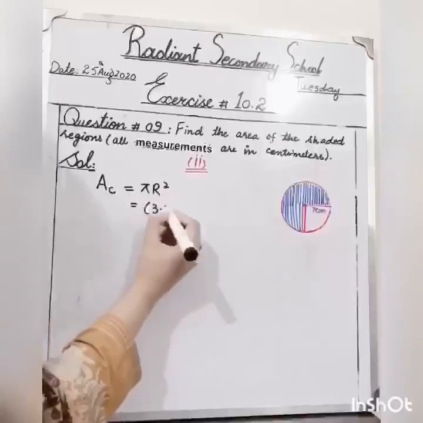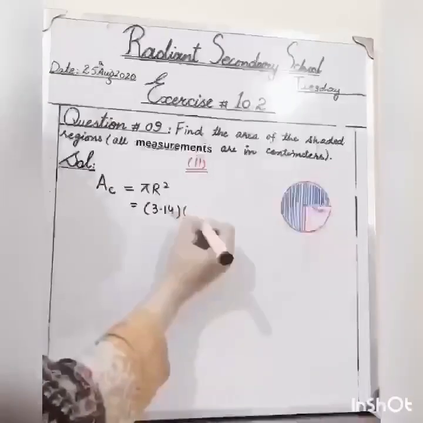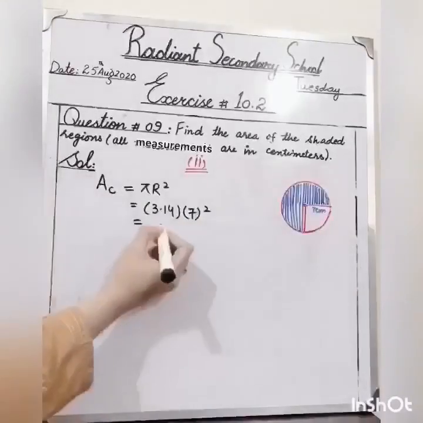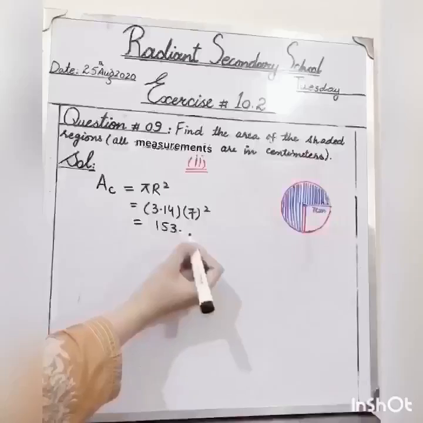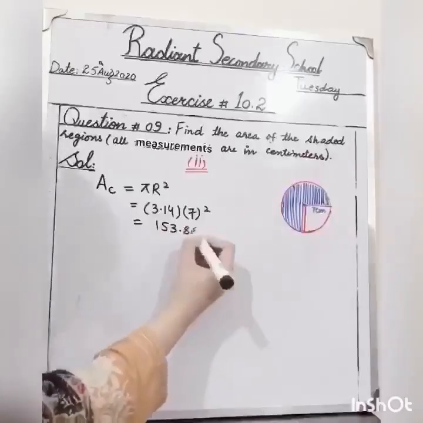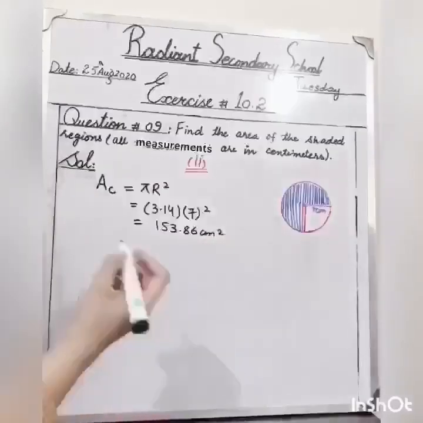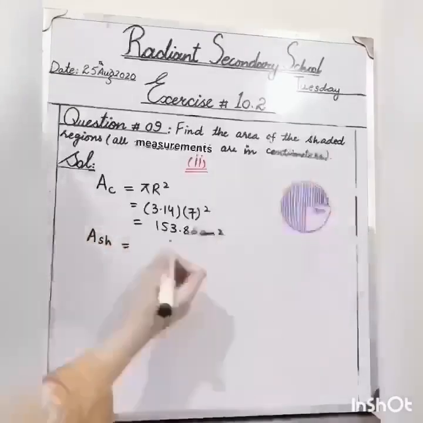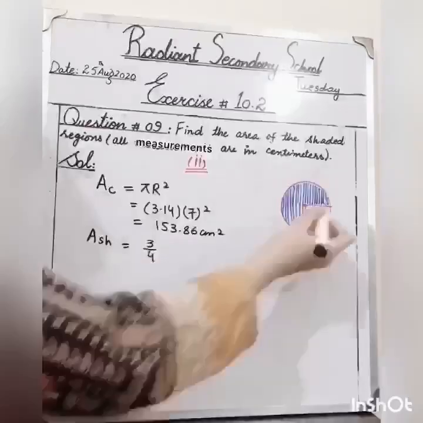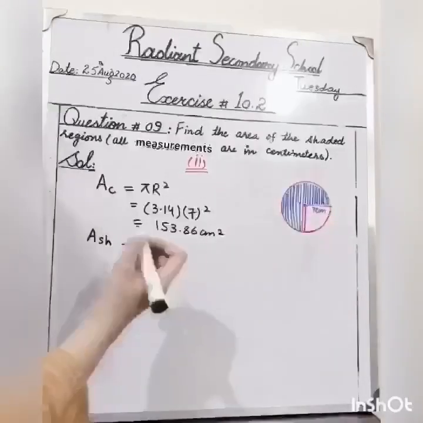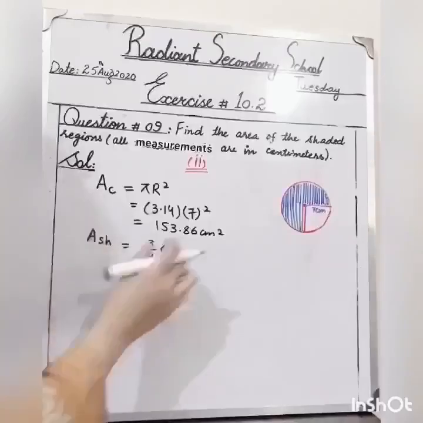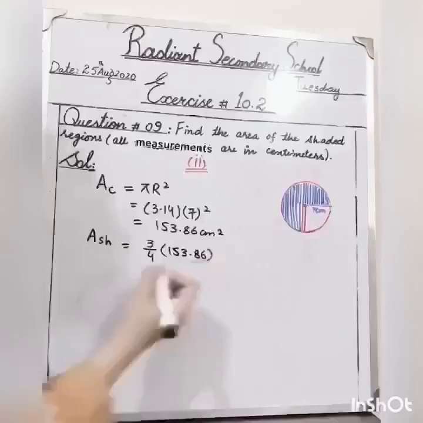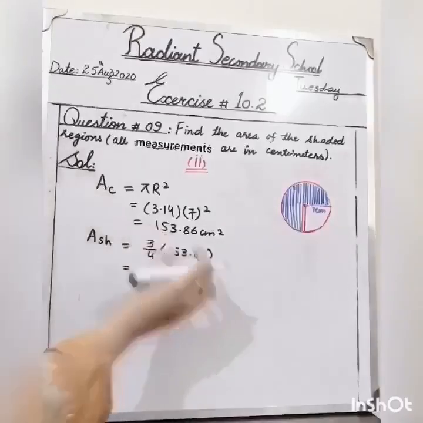Pi is 3.14 and here the radius is 7. 7 square will be 49 and 49 into 3.14 will be 153.86 centimeter square. And now we are going to find the area of the shaded region. How much portion is shaded? 3/4 means out of 4 parts, 3 parts are shaded. So 3/4 part of the total area. The total area is 153.86. So 3/4 part of the total area.